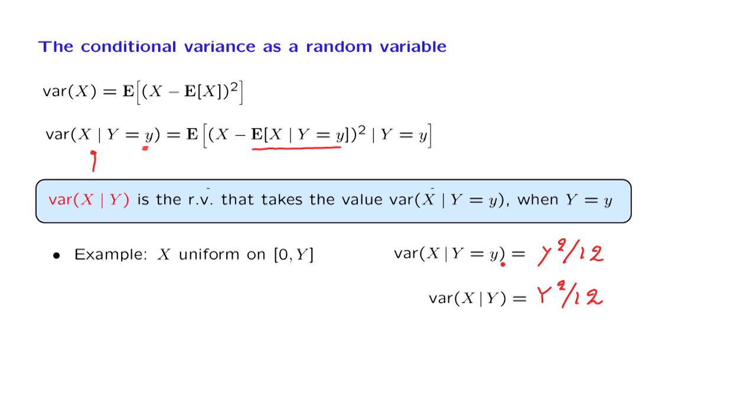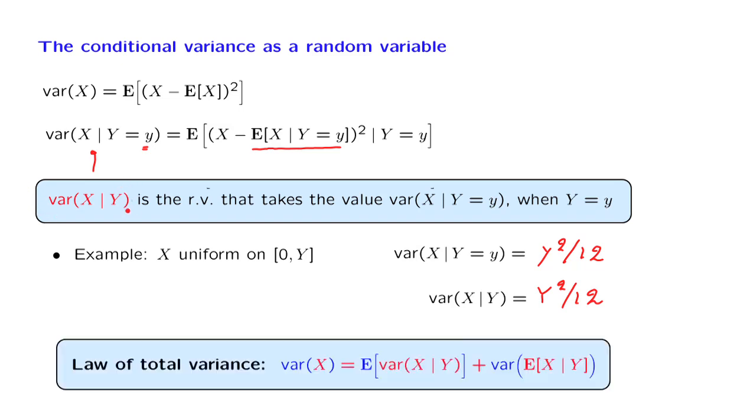For conditional expectations, we had the law of iterated expectations that tells us that the expected value of the conditional expectation is the unconditional expectation. Is it true that the expected value of the conditional variance is going to be the same as the unconditional variance? Unfortunately, no. Things are a little more complicated. The unconditional variance is equal to the expected value of the conditional variance, but there is an extra term that is the variance of the conditional expectations.